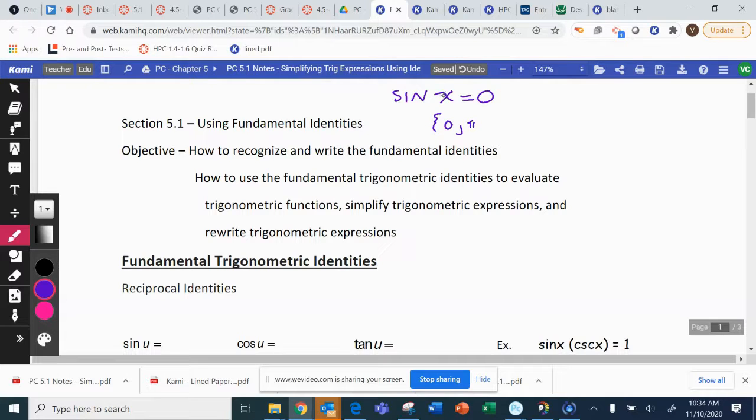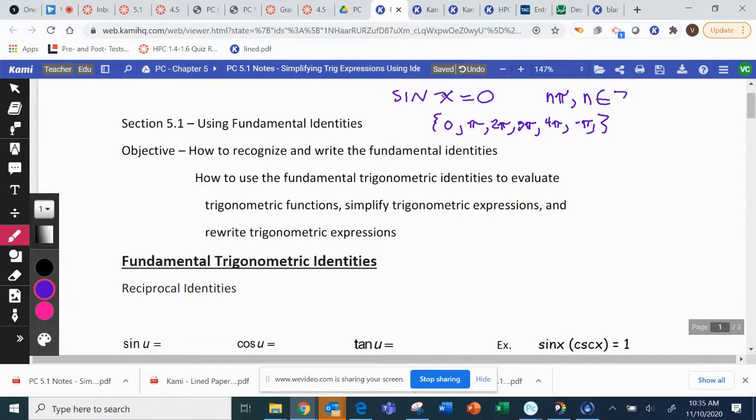0, pi, 2 pi, 3 pi, 4 pi. Any others? That's it. I got them all. How about negative pi? Would negative pi work? Okay. So we could actually say this like it would be just any number of pi as long as that number is an integer. Just any number of pi.